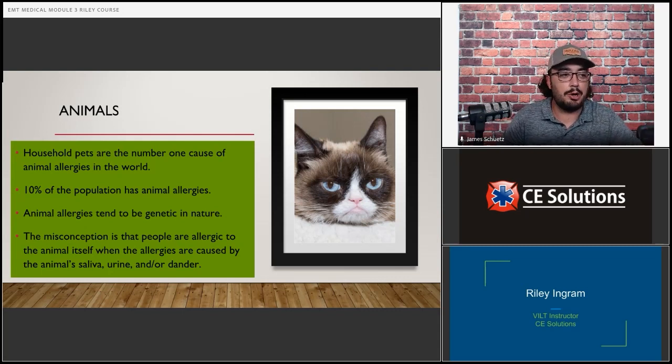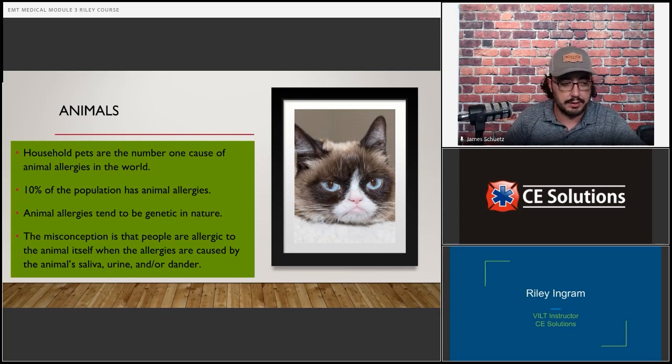The misconception is that people are allergic to the animal itself, when the allergies are actually caused by the animal's saliva, urine, or dander. That could be pet specific or species specific, right? So like dog saliva could not bother you, or dog hair or dander could not bother you. And then you get a cat and they lick you with their sandpaper tongue, or they get hair everywhere, and then you are in a world of hurt, right? You're allergic to cat dander. So it doesn't have to be both or all. That's not an all or nothing deal.